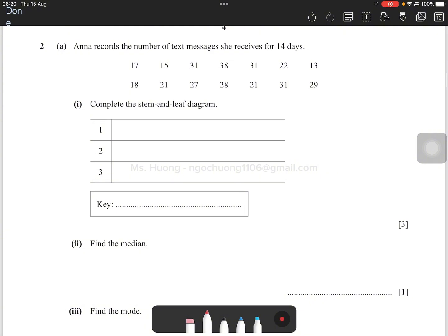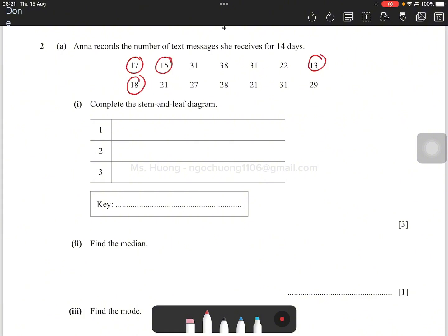Question 2. A. Anna records the number of text messages she receives for 14 days. 1. Complete the stem and leaf diagram. First of all, we check the numbers that have the tens digit 1. Those numbers are 17, 15, 13, 18, and that's it.